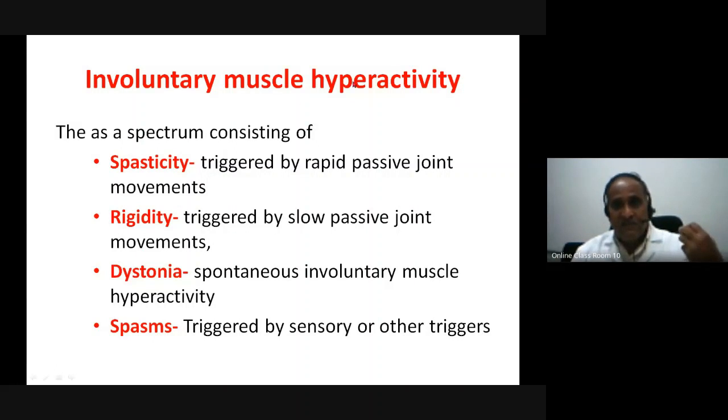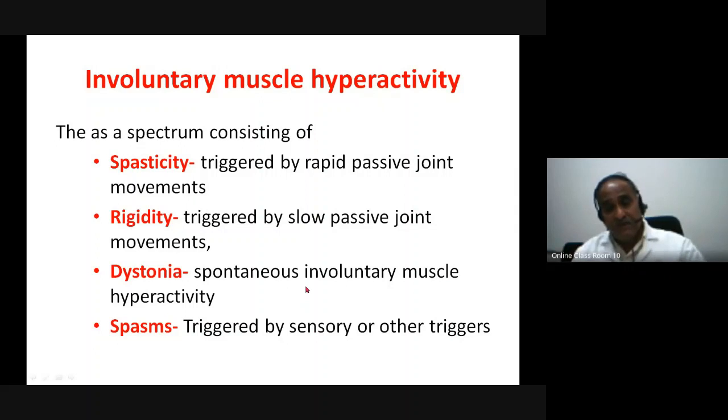Rigidity, because all of them are hypertonia, is triggered by slow passive joint movement. For example, in Parkinsonism, there is rigidity. That means it is in its entirety, all the groups of muscles are activated. They become rigid, tight. Dystonia is the term used for spontaneous involuntary muscle hyperactivity. Spasm is triggered by sensory or chemical or other triggers.